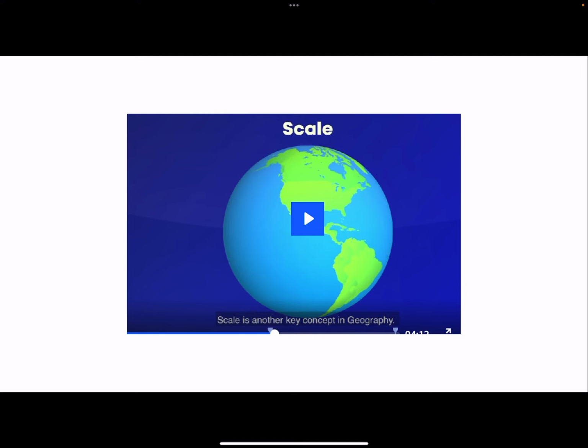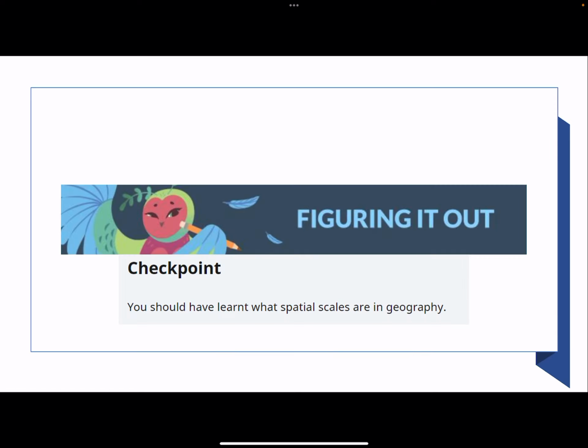So this is scale. This is what we're looking for in terms of scale as a key geographical concept. This will continue to haunt you if you choose to continue this journey with geography. Okay, so think about what you have learned about spatial scales. What are the examples of spatial scales that we have encountered today so far?